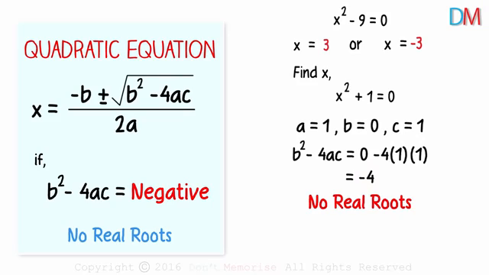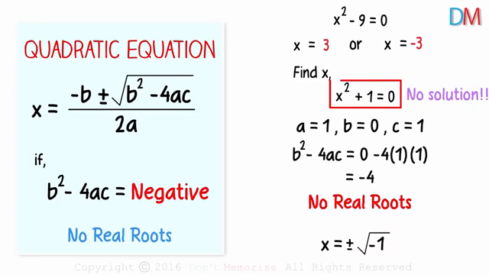Why did we do this? What was the problem here? It's easy. As the square root of negative 1 did not exist for us, we said that there was no solution for the equation x squared plus 1 equals 0.